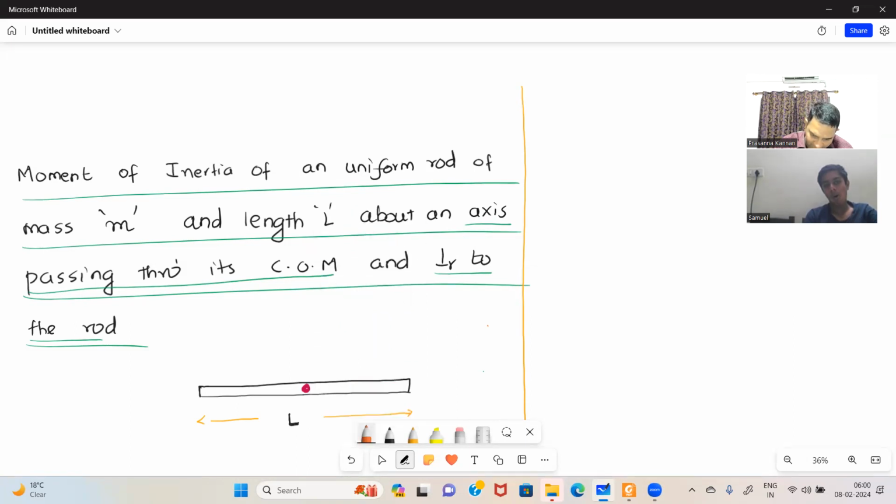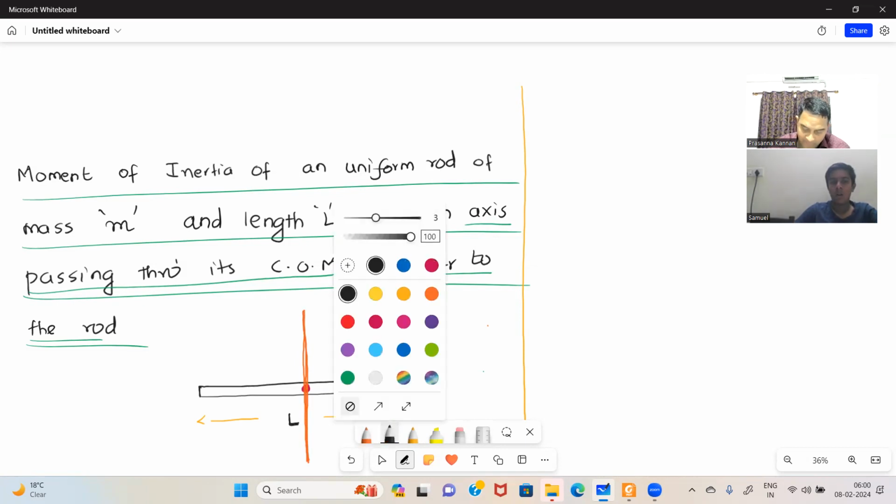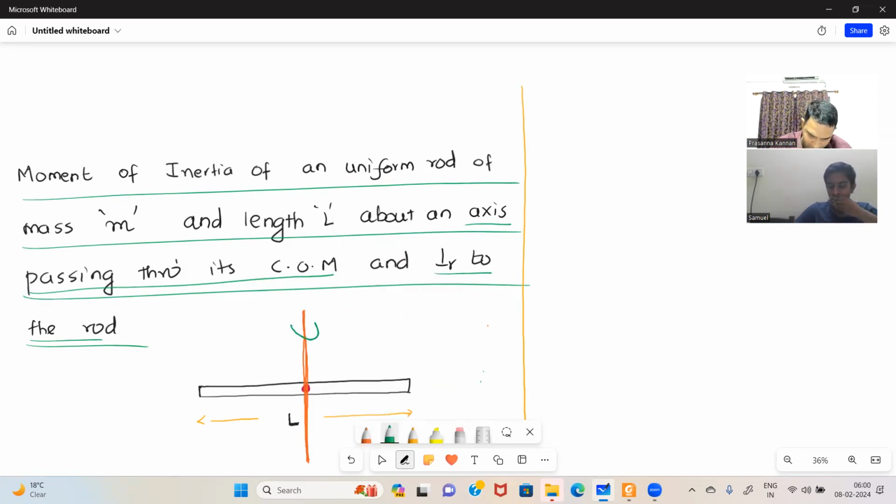So how do you draw the axis? Axis is a line which is perpendicular to the rod. Is it clear? Yes, sir. And passing through this point, center of mass. And about this line, the rod is rotating. Are you able to visualize this? Suppose this is the axis, the rod is rotating like this. Okay, fine. Now we need to find out the moment of inertia for this.